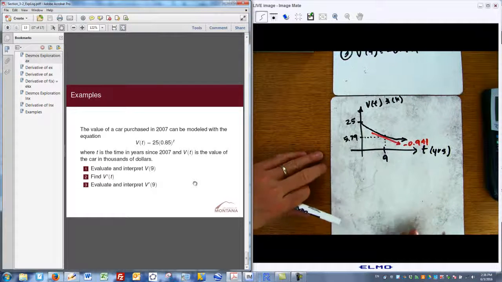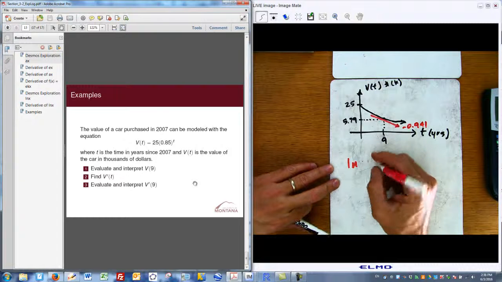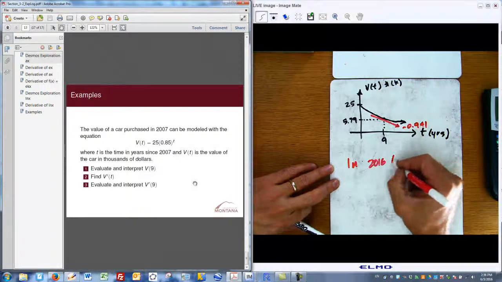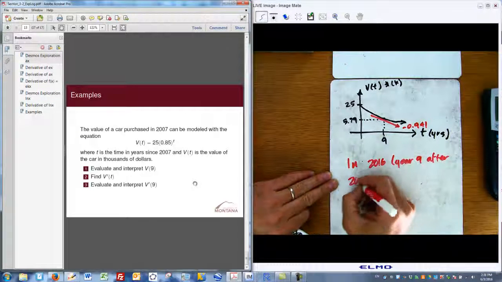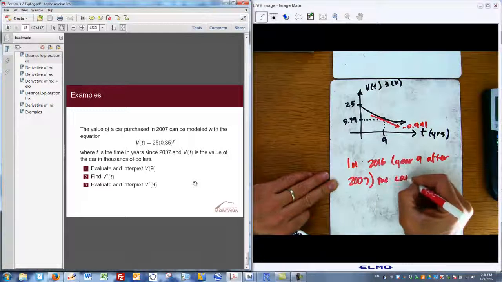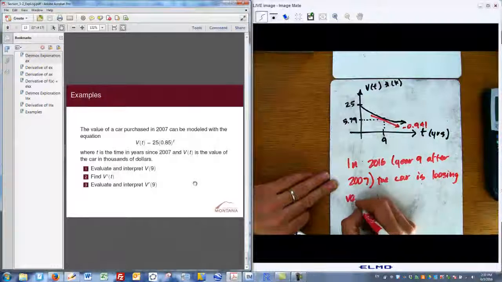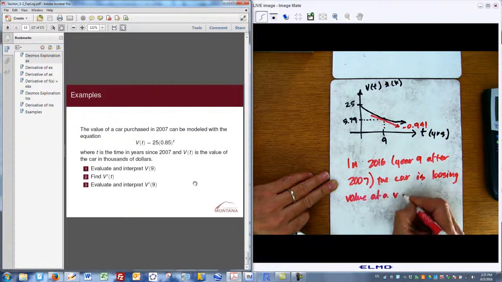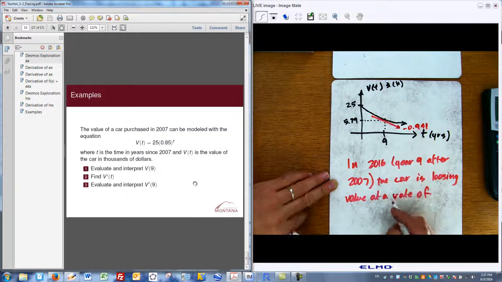So let's go ahead and write that down. In 2016, which is year 9 after 2007, the car is losing value at a rate of what is it, 941? It's thousands of dollars, so $941 per year.